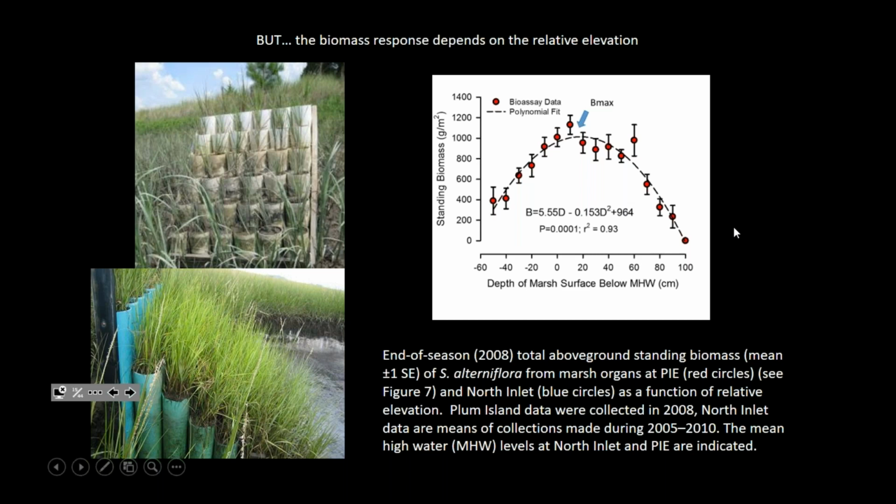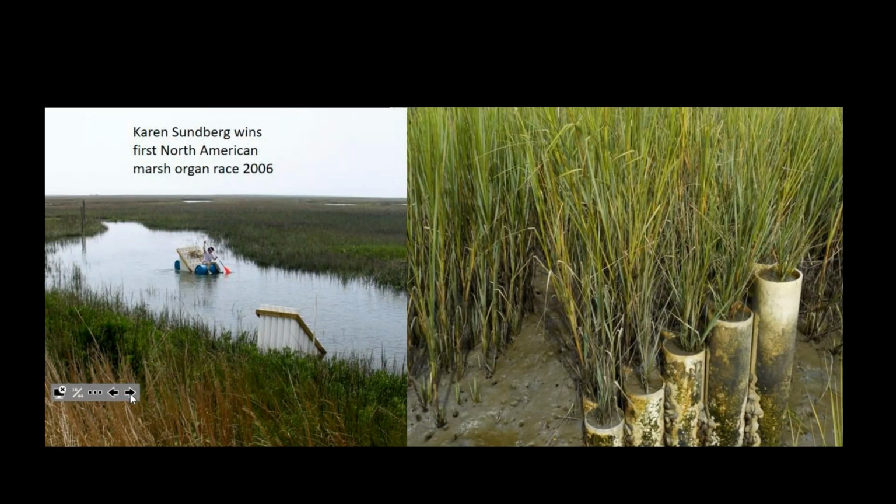Now, these marsh organs, you find them all over the world. Some people have tried to improve upon the design. Here's what a brand new marsh organ looks like, buck naked. And this is one way to get them out to where you want them. Karen Sundberg, my technician, won the first North American marsh organ race in 2006. That's the only race we've ever had, and she was the only contestant, so she won by default. And that's what they look like after they've been out for a while.